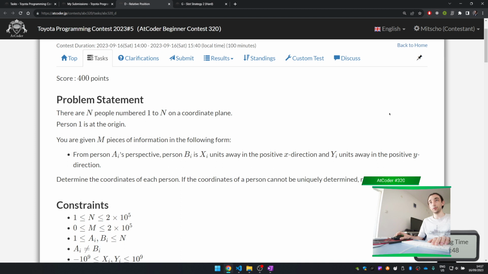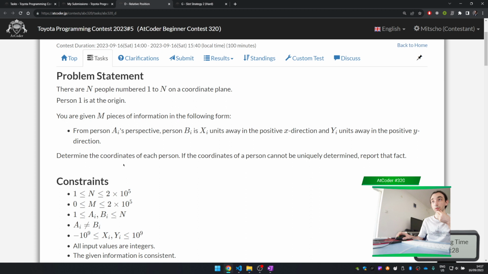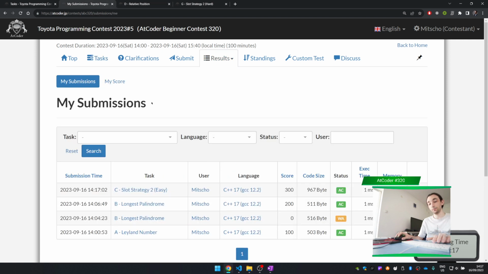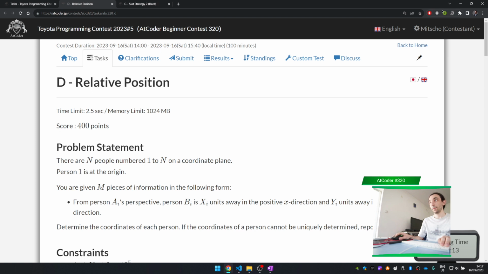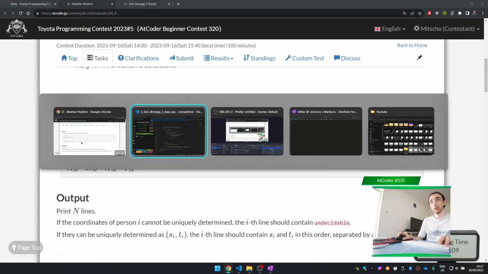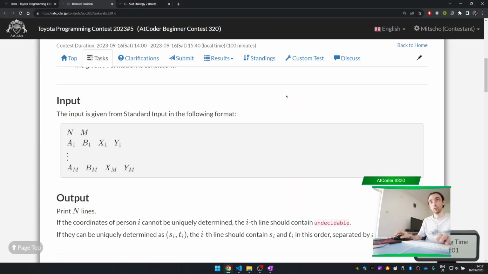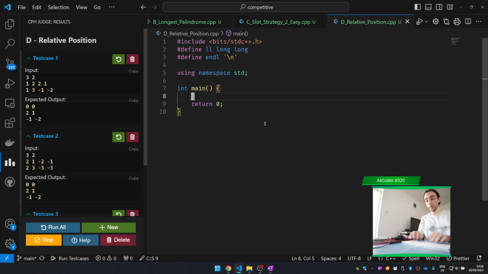Okay, there are n people, numbered from 1 to n, on a coordinate plane. Person 1 is at the origin. You're given m pieces of information following person A_i's perspective: person B_i is x_i units away in the positive x direction. Determine the coordinates of each person, or report if the coordinates of a person cannot be uniquely determined. So person B_i is in this direction. This is quite okay because we can just do a BFS or something.